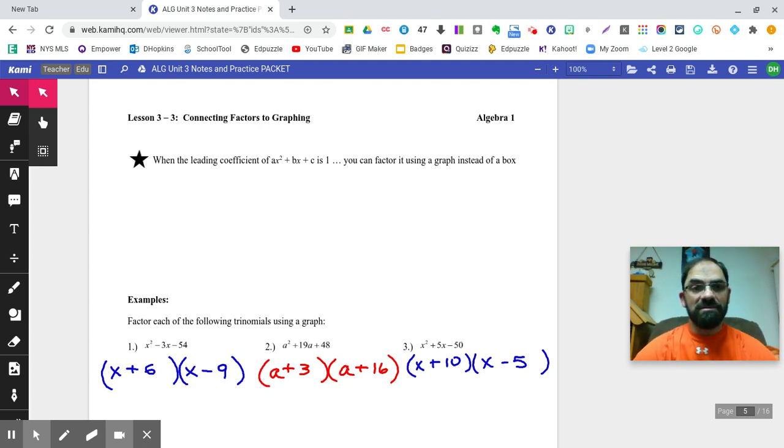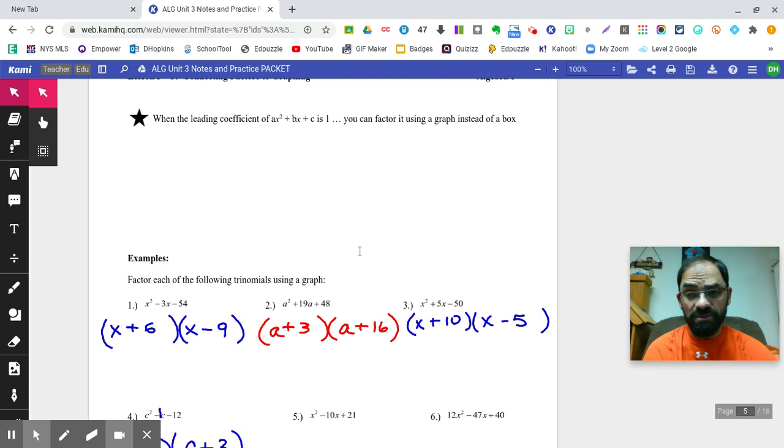Hopkins. Today we're going to continue with lesson 3-3, where we're connecting factors to graphing. We did look at the calculator in the previous lesson with the factors and where it crosses the x-axis, but most importantly, we also use the table to find our factors to help find out which ones add to get our middle term.